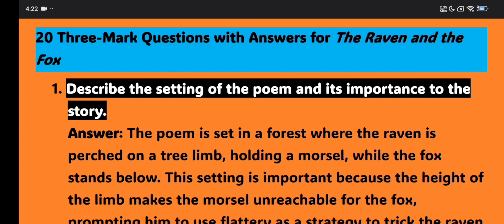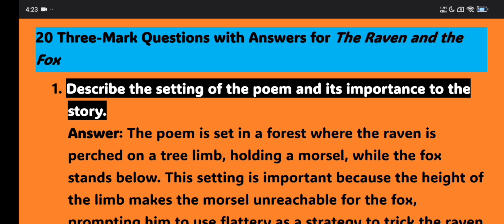This is CBSE Class 6, Chapter 2, The Raven and the Fox. There are 23 marks questions with their answers.